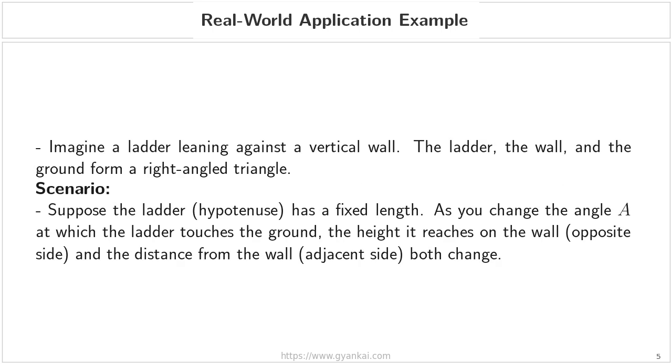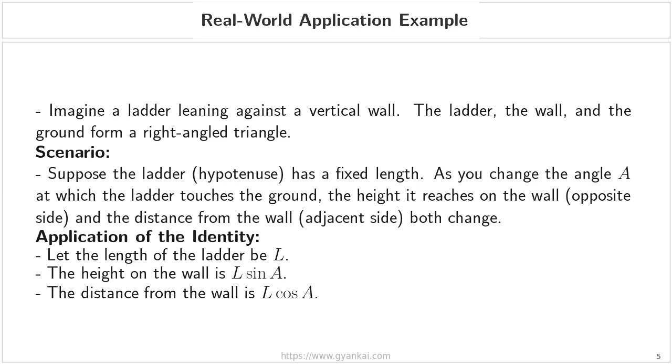Let's consider a specific scenario. Suppose the length of this ladder is fixed, it doesn't change. Now, imagine you adjust the angle, which we will call angle A, at which the ladder touches the ground. As you tilt the ladder more upright or more flat, the height it reaches on the wall, which is our opposite side, and the distance from the base of the wall to the ladder, our adjacent side, will both change. Here is where we can apply the identity we just proved.